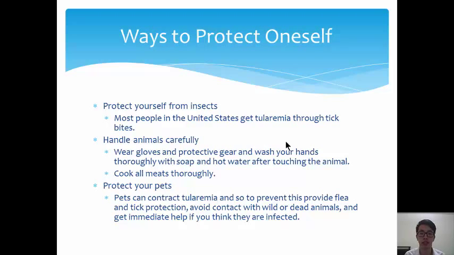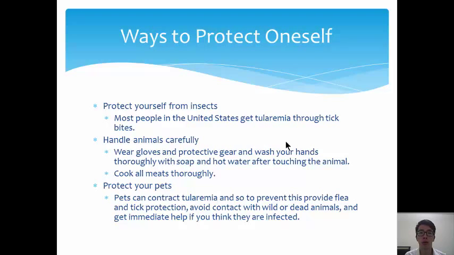Also, the second way to protect yourself is to handle animals extremely carefully. Wear gloves and protective gear and wash your hands thoroughly with soap and hot water after touching animals. Also, cook your meat very, very thoroughly. And the final way to handle animals carefully is to avoid skinning animals that you think are infected.